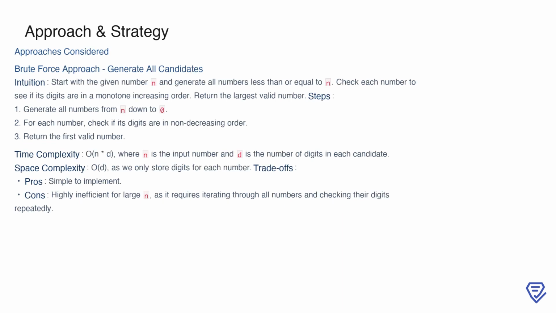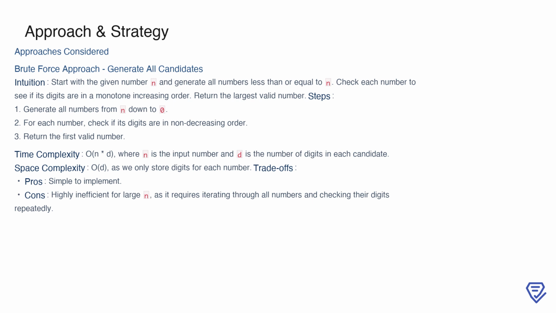To begin exploring our options, let's consider the brute force approach. The intuition here is straightforward. We start with the given number, n, and systematically generate all numbers less than or equal to n. For each of these candidates, we check if their digits are in a monotone increasing order. Once we find the largest valid number that meets this condition, we return it. The steps are simple: generate all numbers from n down to 0, then verify each one to see if its digits are in a non-decreasing sequence.